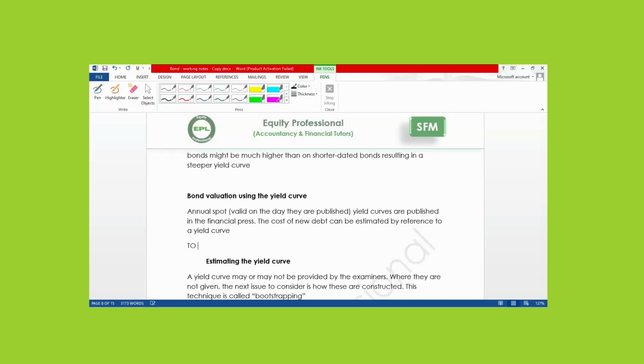To value a government bond, use the government spot yield curve.